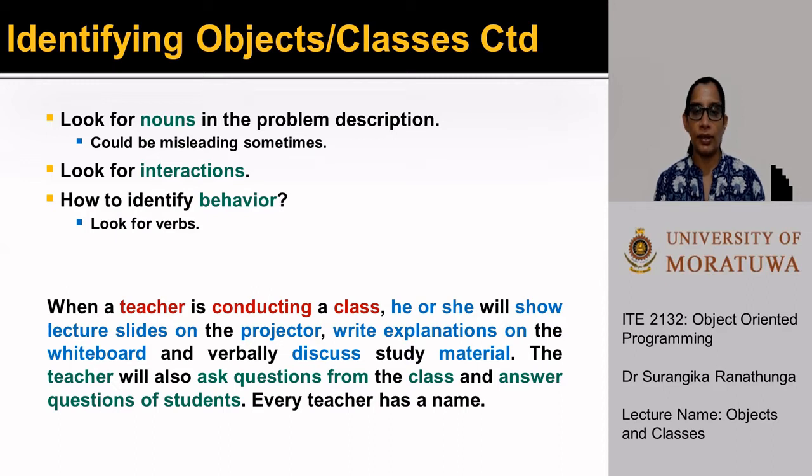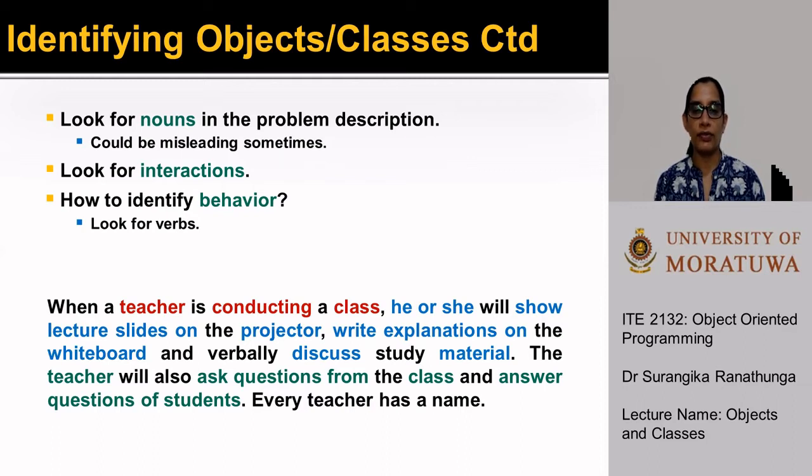If you look at the next one, he or she, that means the teacher, will show lecture slides on the projector. Now we have three nouns here: the teacher, the lecture slide, and the projector. And they are in an interaction. What is the interaction? The teacher shows the lecture slide on the projector. So they are not just nouns, but they have some interaction among them. This helps us identify nouns that will qualify to be objects, and some nouns will just be attributes.